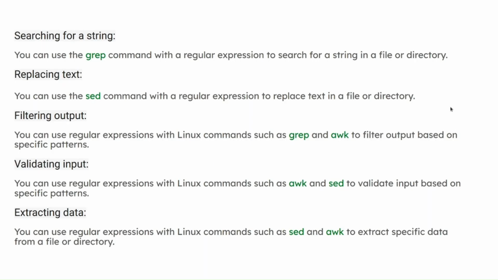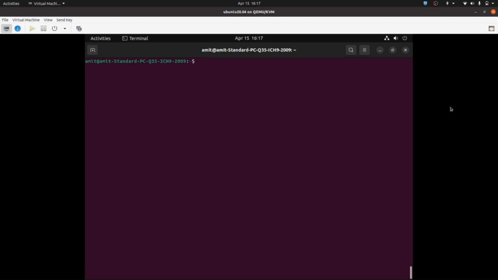The next is filtering output. How can we filter output using grep and awk commands with specific patterns? We have already seen the grep command in searching for a string, so we will see the awk command in this filtering output. So how can we use the awk command?